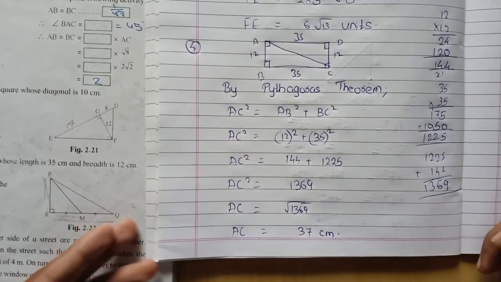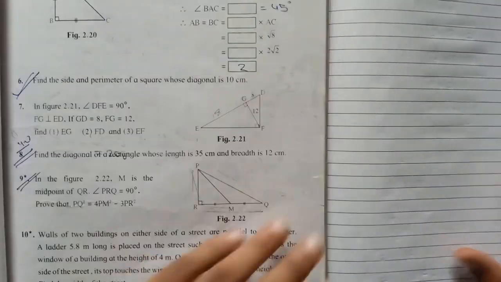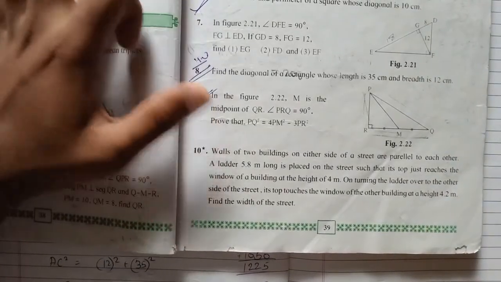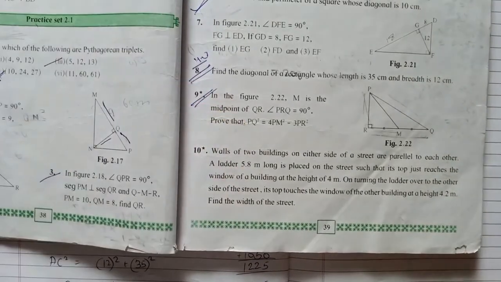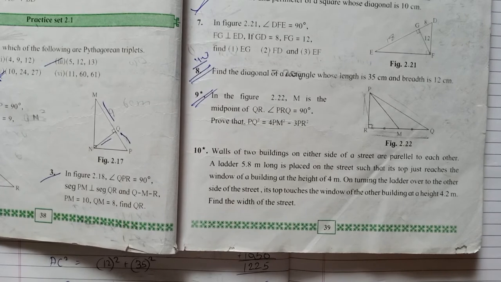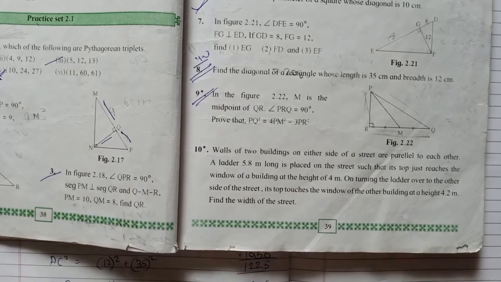Now let us look at the last sum of today's video. It is a word problem given in this chapter. Let's read it out. Walls of two buildings on either side of a street are parallel to each other. A ladder 5.8 meter long is placed on the street such that its top just reaches the window of a building at a height of 4 meter. On turning the ladder over to the other side of the street, its top touches the window of the other building at a height 4.2 meter. Find the width of the street.